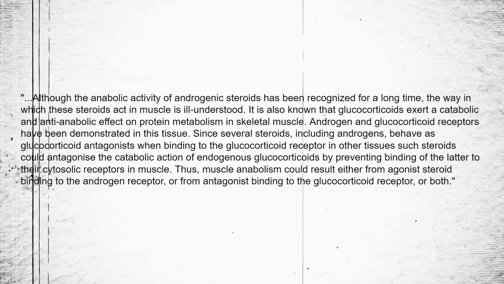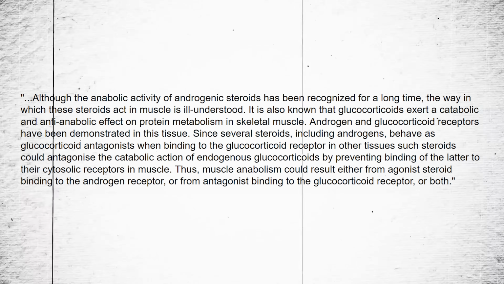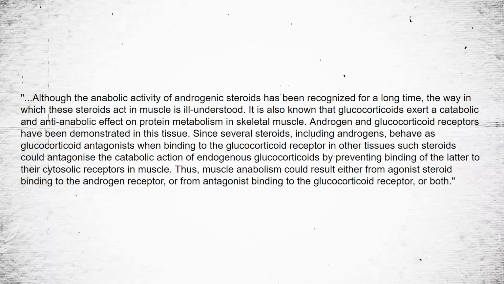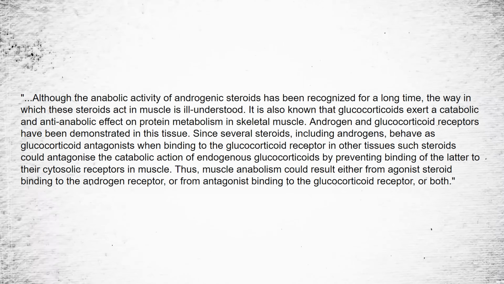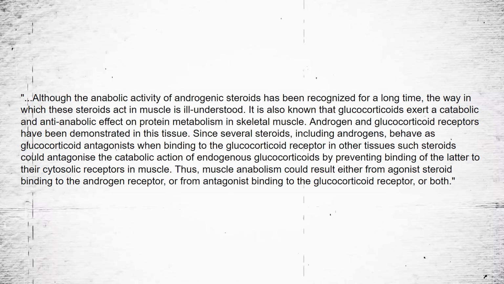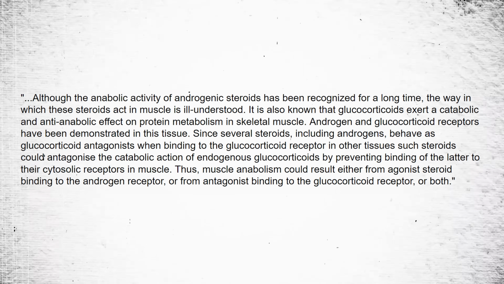So androgens can act as glucocorticoid receptor antagonists. Thus, muscle anabolism could result either from an agonist steroid binding to the androgen receptor, or from an antagonist binding to the glucocorticoid receptor, or both. So this is giving us an insight into how we can build muscle and increase lean muscle tissue, with different pathways to achieve this.